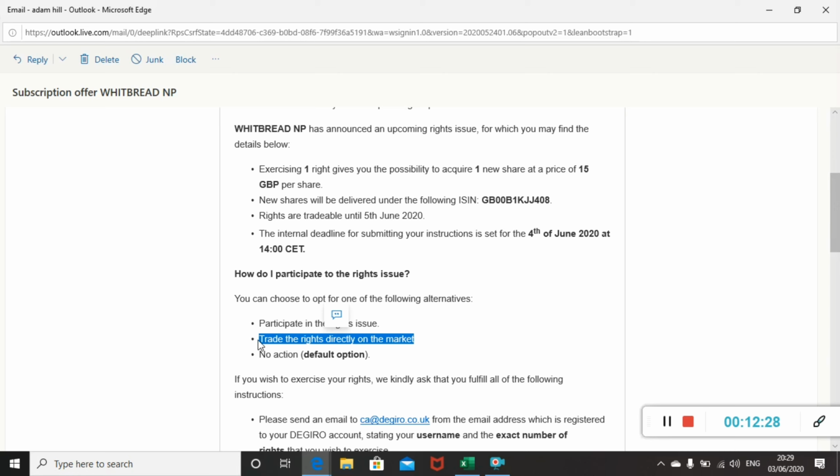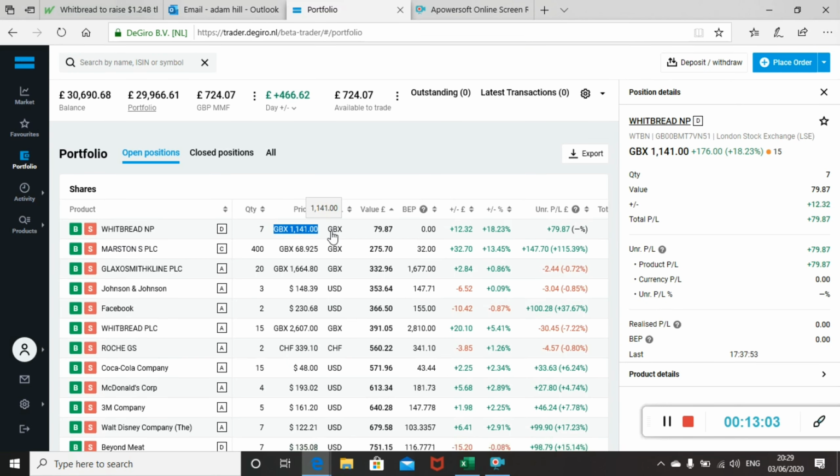Option two, trade the rights directly on the market. As I said earlier, at the moment, we don't actually own these new shares, but we do own the right to buy them at a discounted price, and that has some value. You can see here from my trading account that the 7 rights are actually worth £11.41 each at the moment. So I can go ahead and sell these rights in the normal way that I would sell shares in any company. I would then have £79.87 in my pocket, but my original shares are still going to devalue.